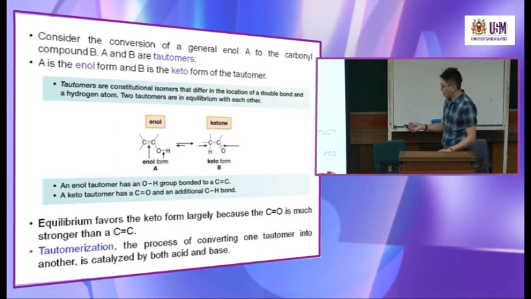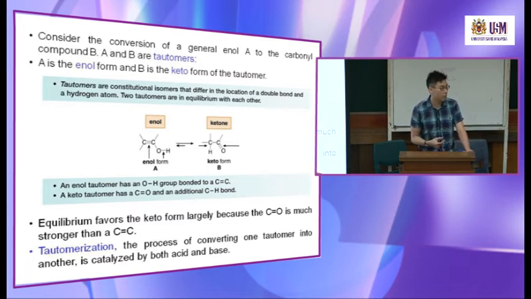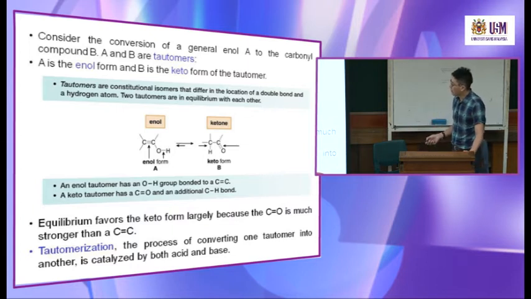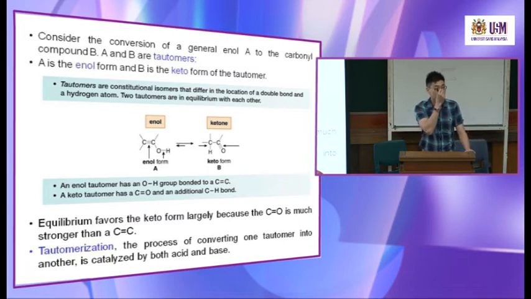As already mentioned, an enol tautomer has an OH group and a double bond. A keto tautomer has a C double bond O and an additional CH bond. Later, when we study the mechanism, you can see more clearly how it forms. Equilibrium favors the keto form largely because the C double bond O is much stronger than the C double bond C. Why? What is the reason? Because oxygen is more electronegative, making the C double bond O stronger and shorter.